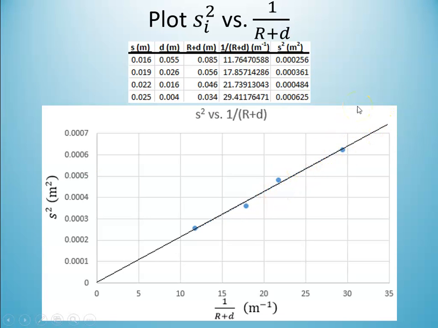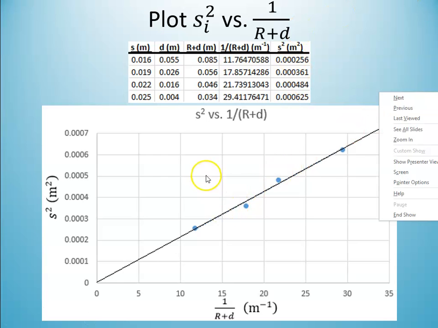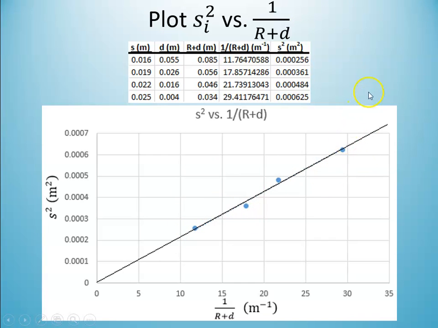Well, what do we do now? We need to calculate the slope of this straight line. Now, how do you calculate the slope of the straight line? Oh, take 2 points on the line. Well, don't take data points. The data points are not exactly on the line. Yeah, there are a couple of data points that are kind of close to the line, but they're not exactly on the line.